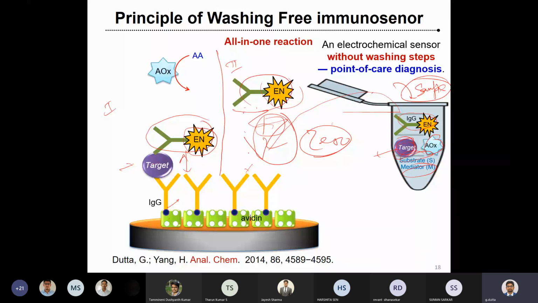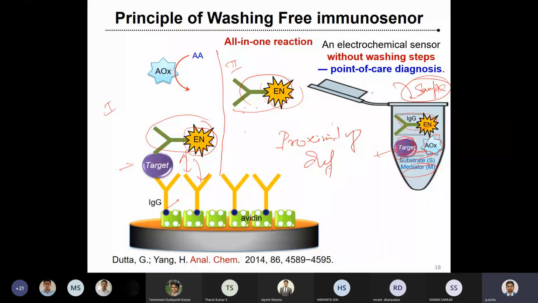So we can use this principle, how far they are. If they are very far, then we will get a low signal basically. If they are very close, then we will get a higher signal. This is called proximity dependent. Proximity means how close your label is to the surface.